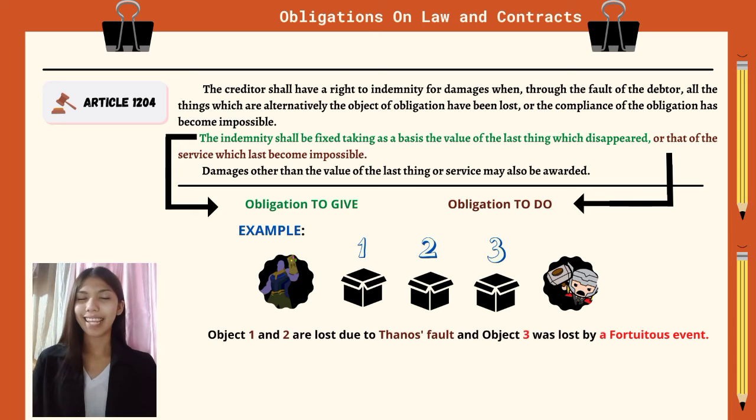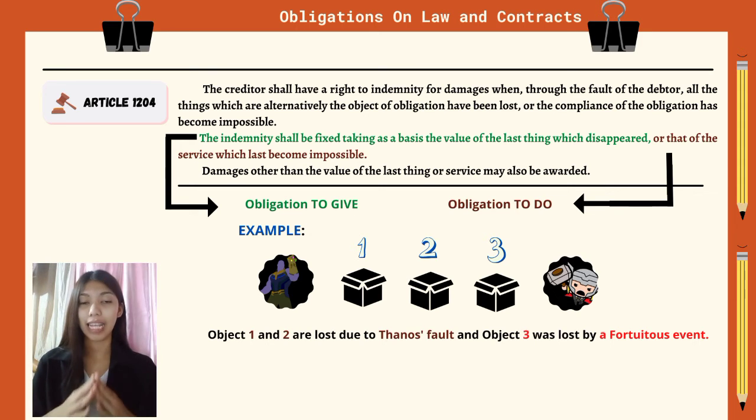But what if it is the opposite? What if objects 1 and 2 were destroyed by the fault of Thanos and object 3 was lost because of a fortuitous event? Would Thanos still be liable? Well, Thanos has the right to destroy objects 1 and 2 since he is free not to select those objects. By destroying objects 1 and 2, it means that Thanos is choosing object number 3 to deliver to Thor. And by that, the obligation has been converted into a simple obligation.